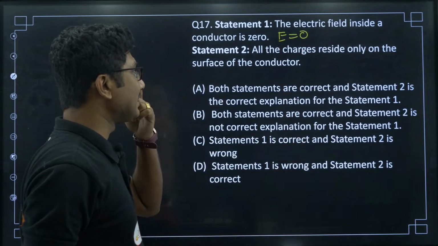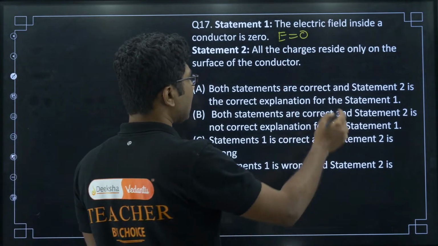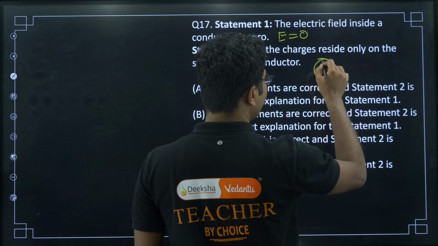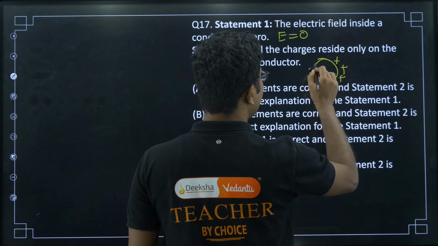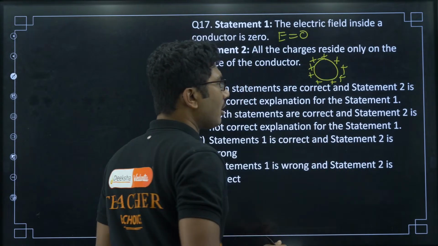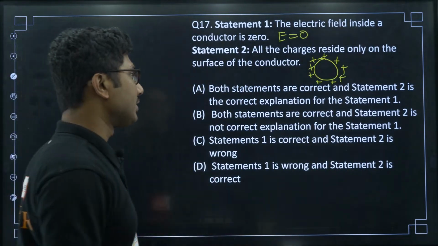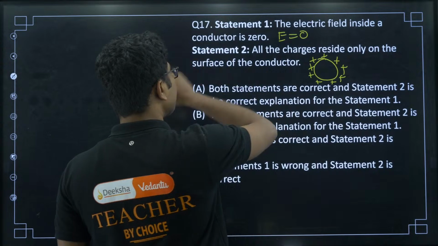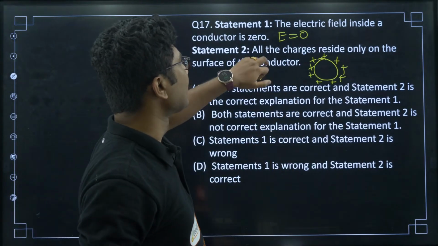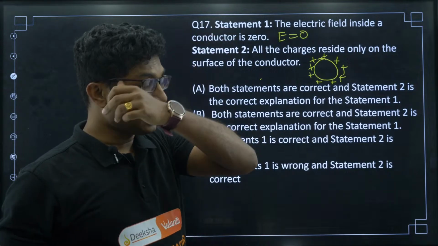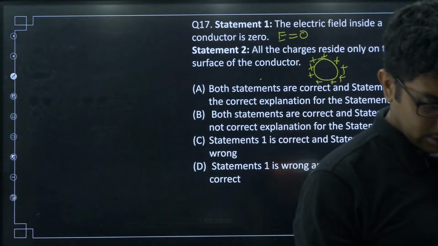All the charges reside only on the surface of the conductor. This is also true. We know that if you give charge to a conductor, all the charges behave like floating balls and they come out to the surface. This is also correct. So, both statements are correct. So, you have to choose whether this correctly explains statement 1 or not. Let us see.